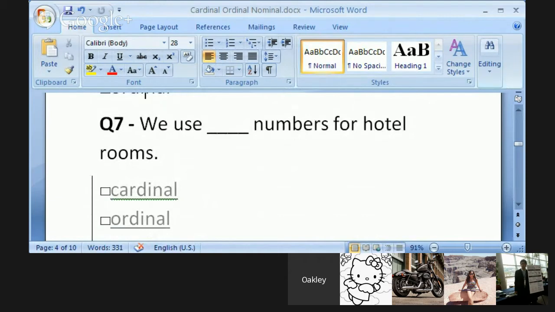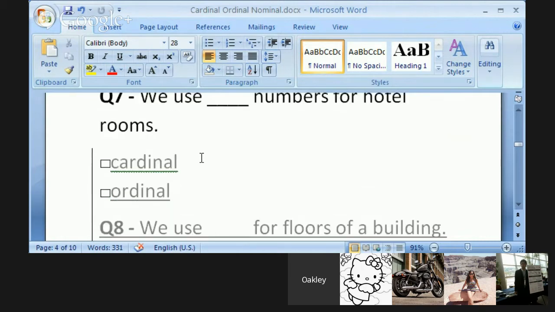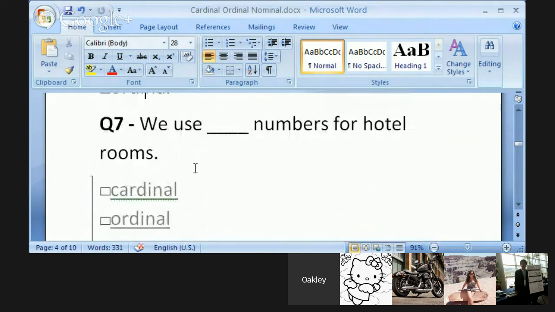Okay. Let's see. Dimas, we use what numbers for hotel rooms? Ooh, this is a trick question. Cardinal or ordinal? Aha. Dimas, it's a trick question. I'm going to tell you right now.